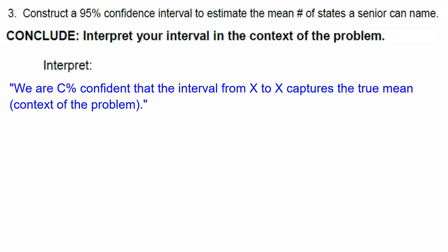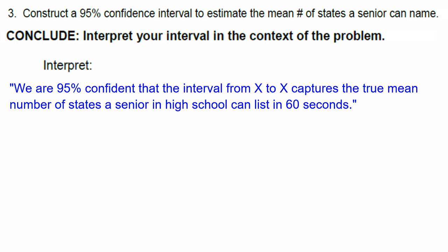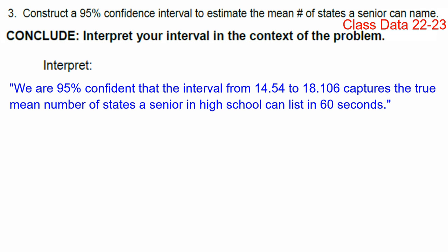So for our problem, remember the context, we're talking about the true mean number of states a senior in high school can list in 60 seconds. So at this point, all we have to fill in is the confidence level, which we know is 95%, and the lower bound and upper bound numbers of the interval. So our final interpretation should be, we are 95% confident that the interval from 14.54 to 18.106 captures the true mean number of states a senior in high school can list in 60 seconds.